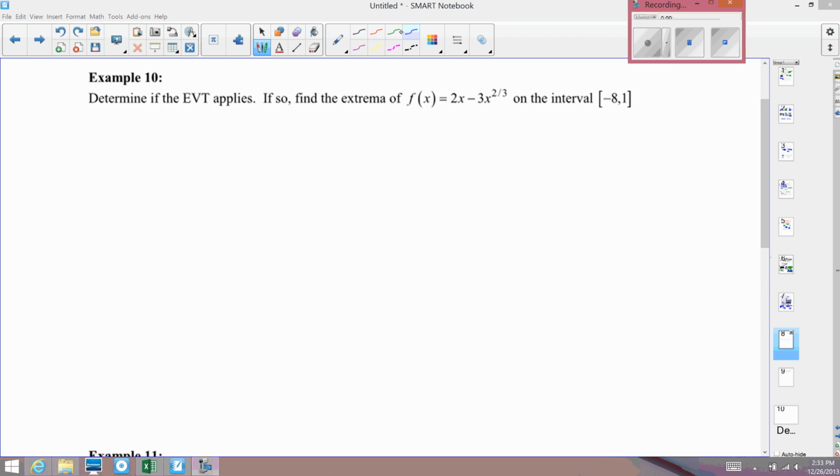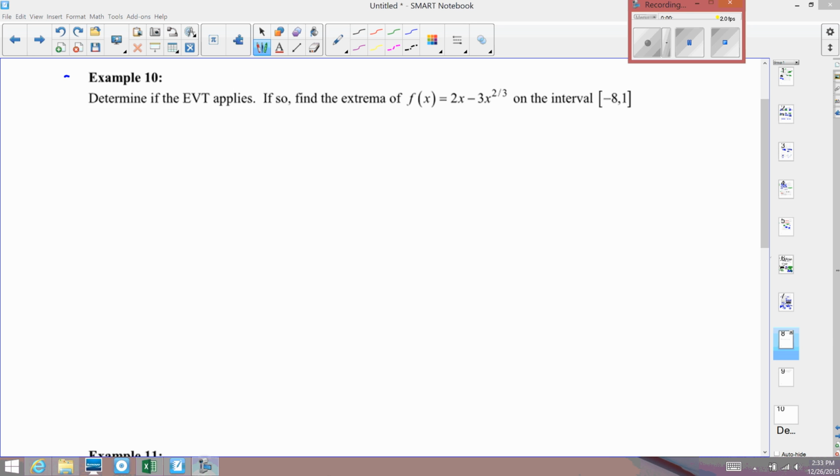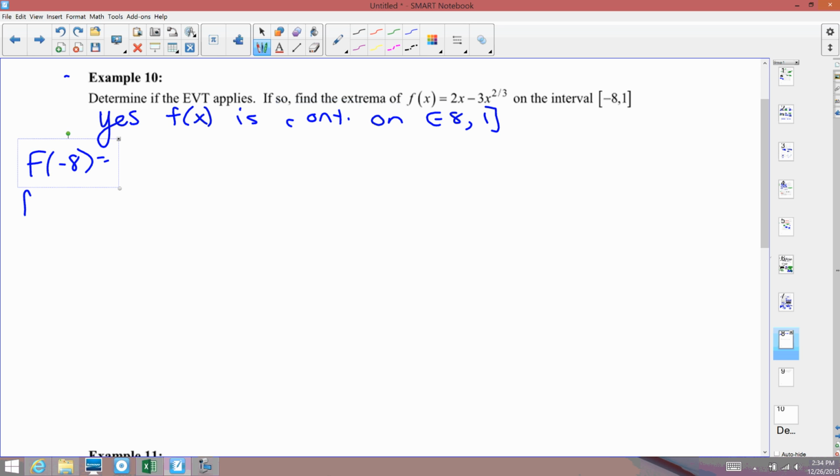All right, last three examples of this section. So we're going to try to determine if the EVT applies on these. So this is yes, and the reason why is because f of x is continuous on this closed interval from -8 to 1. So the EVT applies, which says we have at least one absolute maximum and one absolute minimum. These can occur at either the endpoints or they can occur at our critical values.